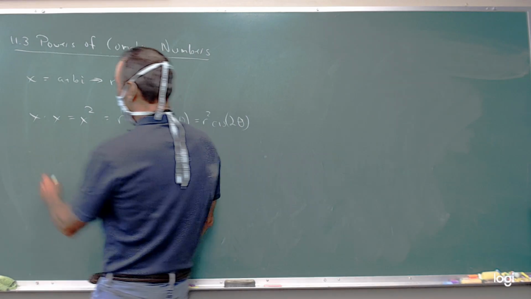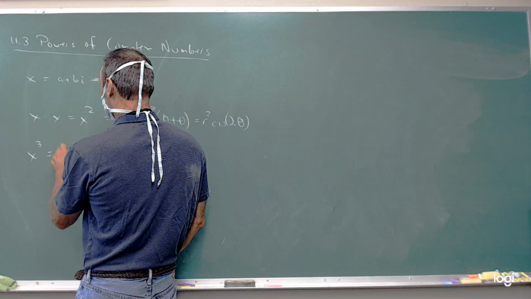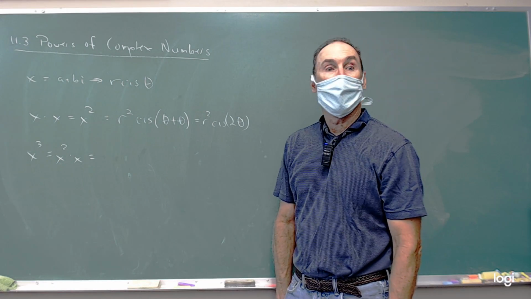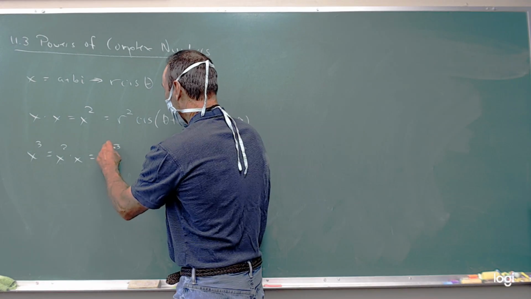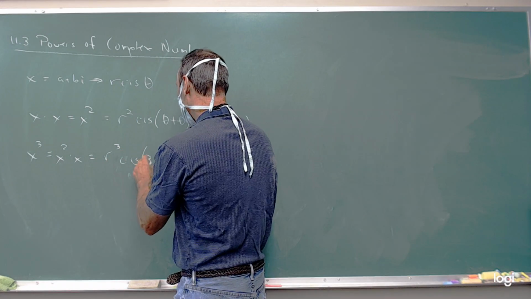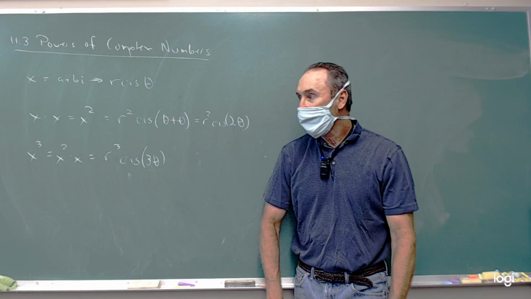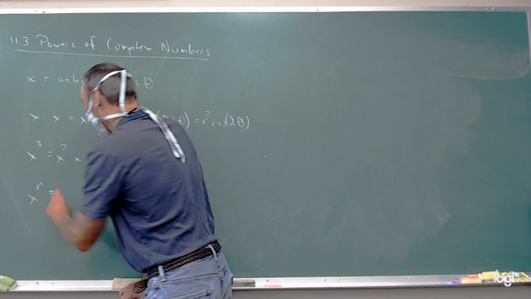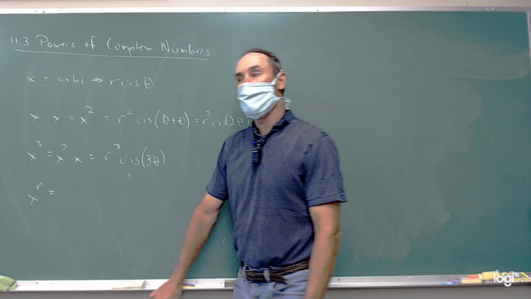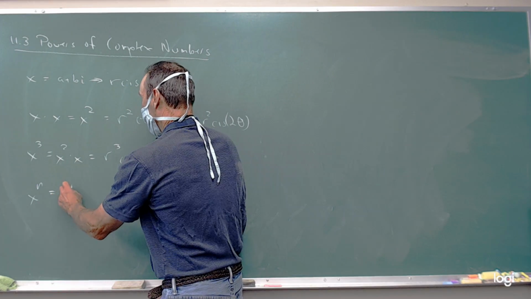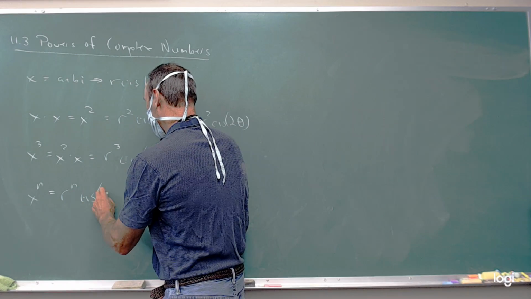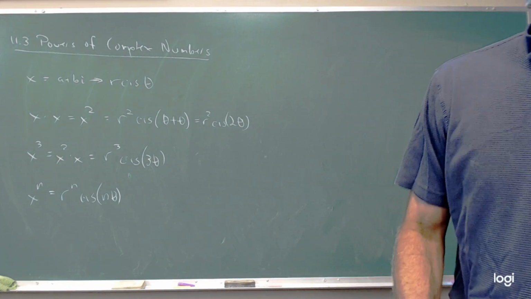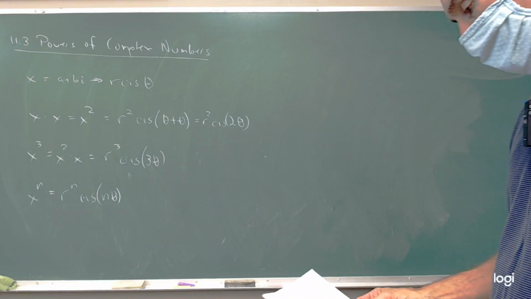So if we take x to the third, which is x squared times x, what is that going to look like? R cubed cis 3 theta. Is that crazy? So the big leap: x to the n, any power we want, is going to be r to the n cis n theta. Amazing. Just wait, it gets better.